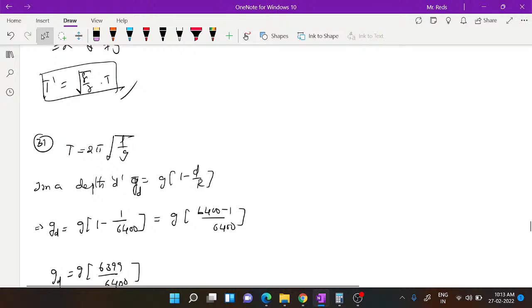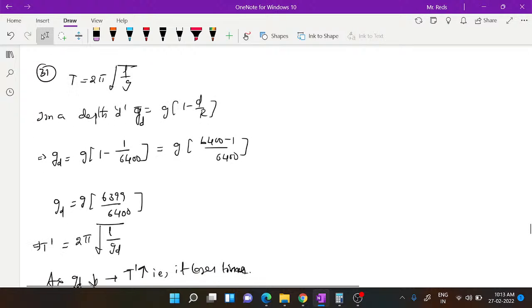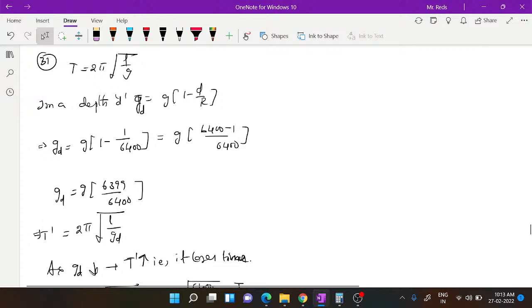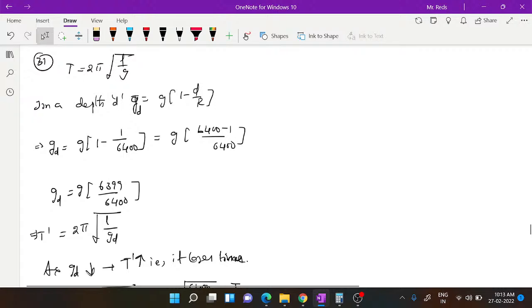And question number 31 as well. Some of you have asked for this question as well. This question is nice. A pendulum clock is taken 1 kilometer inside the earth from mean sea level. Then the pendulum clock, the options given are: loses 13.5 seconds per day, gains 13.5 seconds per day, loses 7 seconds per day, gains 7 seconds per day. So how to understand this?